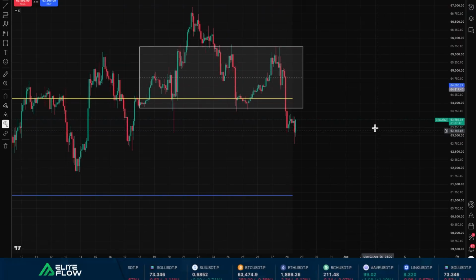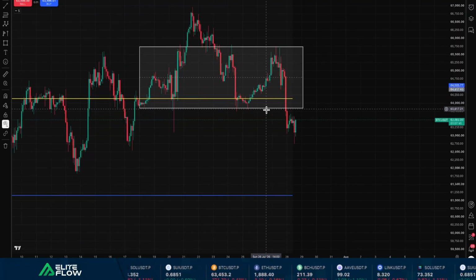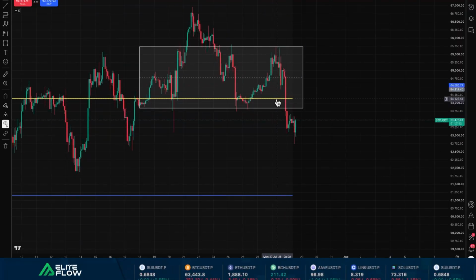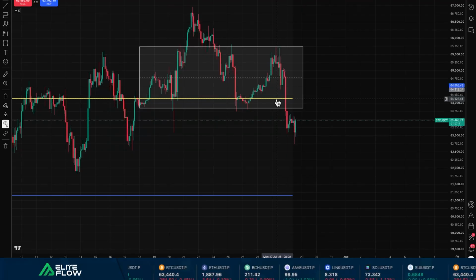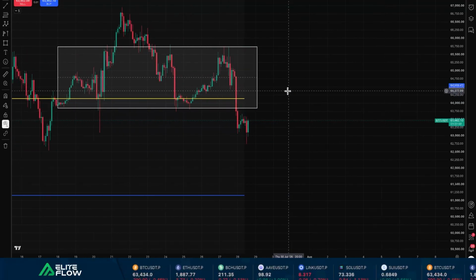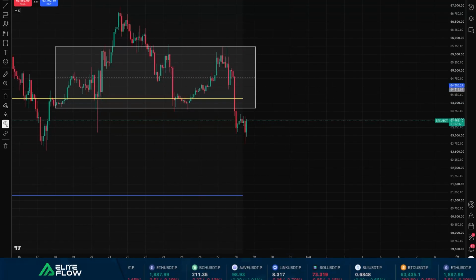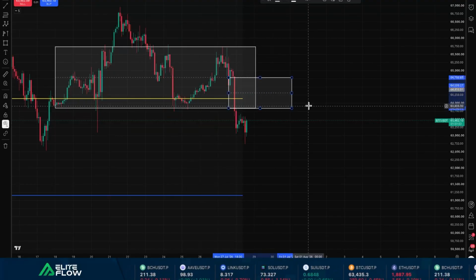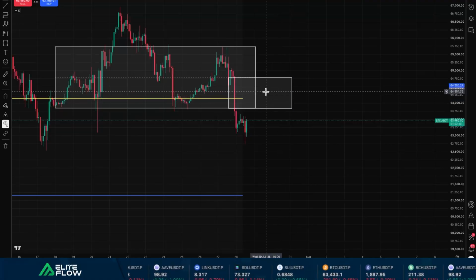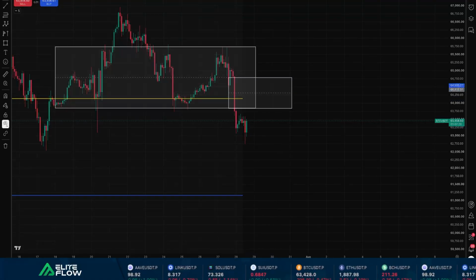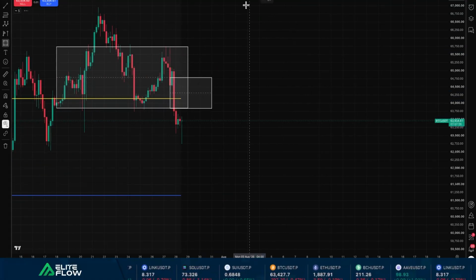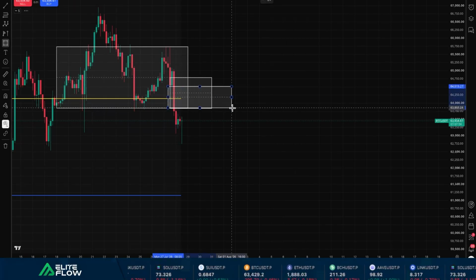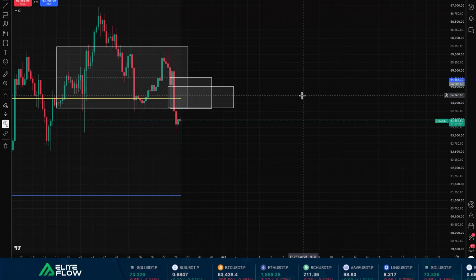What's funny about this is that the bottom side of this range is actually the point of control, which is the area that I think we should get a retest on. On top of that, now being on the 2-hourly time frame, we can see we've actually got a fair value gap right there on the 2-hourly time frame. And actually, if I move up to 4-hourly, exact same story. We've got a fair value gap.